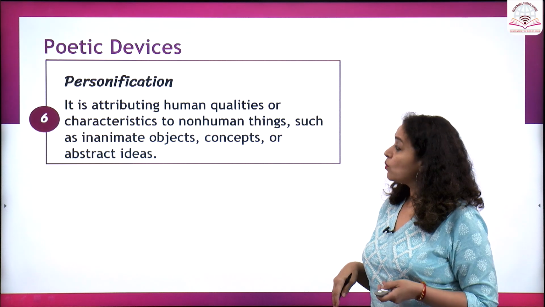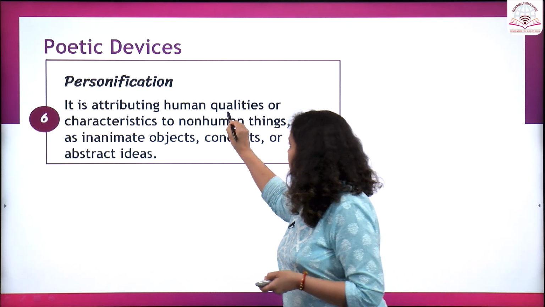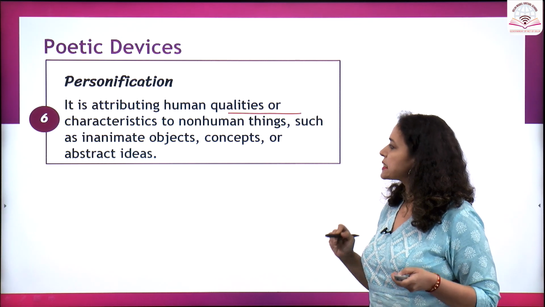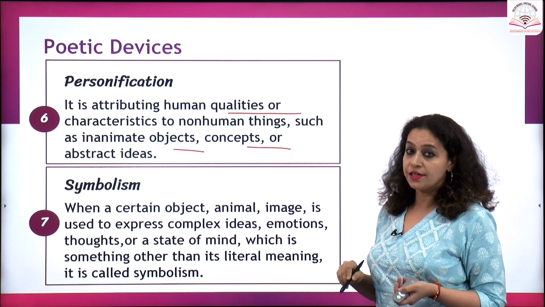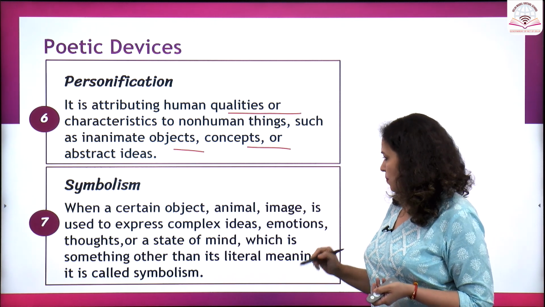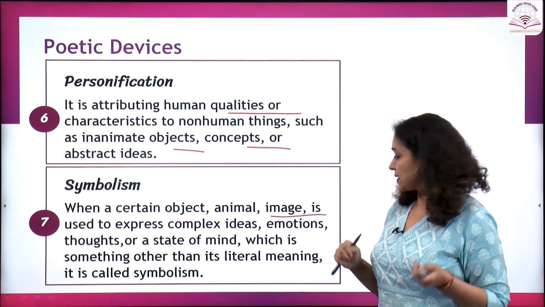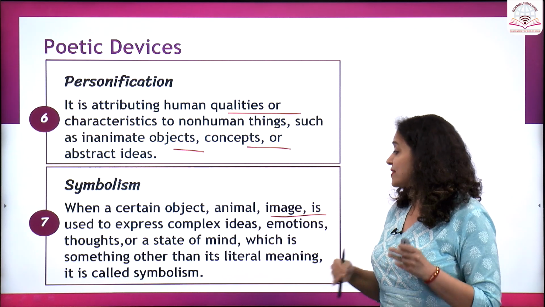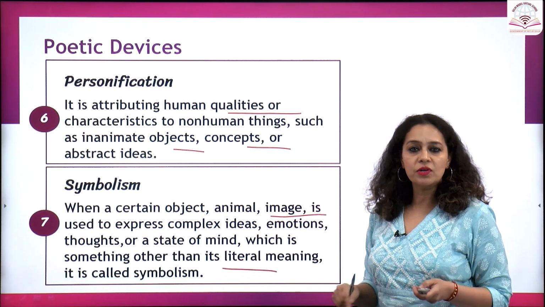Now let's see what is personification. Personification is attributing human qualities or characteristics to non-human things such as inanimate objects, concepts or abstract ideas. And finally, what is symbolism? When a certain object, animal, image is used to express complex ideas, emotions, thoughts or a state of mind which is something other than its literal meaning, it is called symbolism.